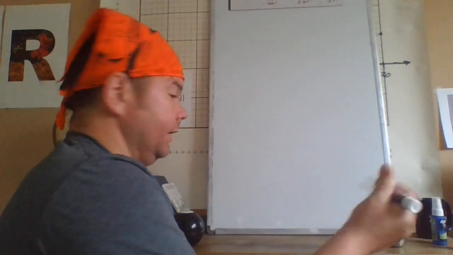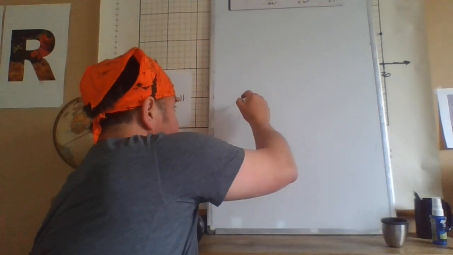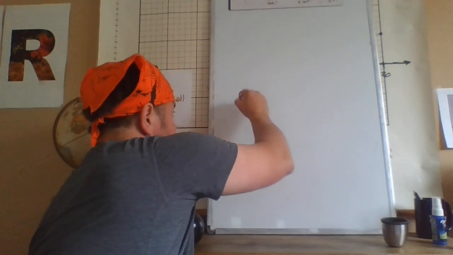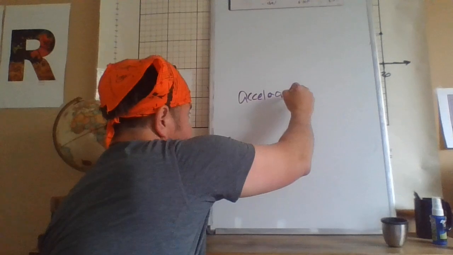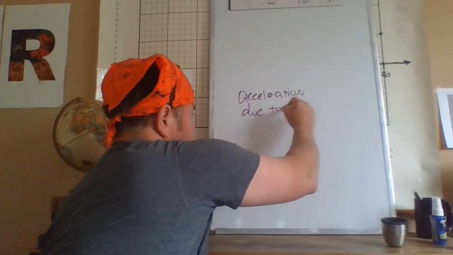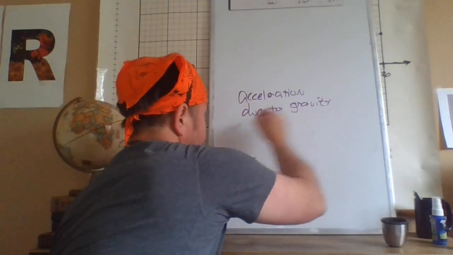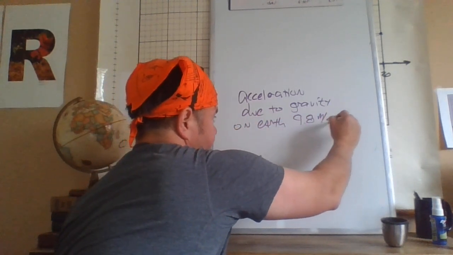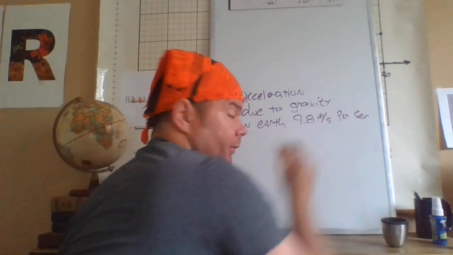Some facts about projectile motion. Before I get into the practice problems, I will just say some things about it that are kind of important concepts. Again, first thing, the only force involved here is the force of gravity. Acceleration due to gravity on Earth is 9.8 meters per second per second.